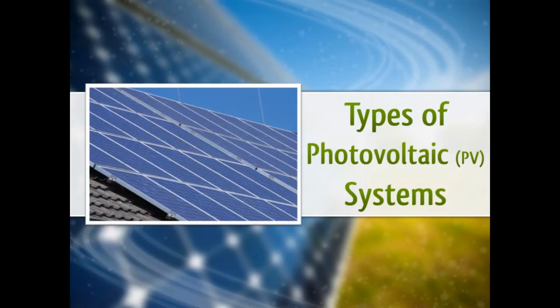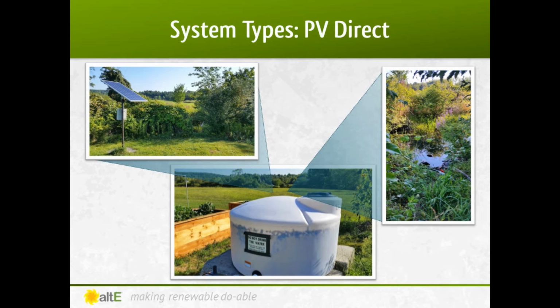Let's start with the different types of photovoltaic or PV systems. PV direct systems are the most basic type. The most common one is solar water pumping for remote irrigation, watering livestock, or pumping from a well or stream to a cistern. This picture is of a community garden in Massachusetts that was near a river. They were able to pump water out of the river into tanks to allow people to water their garden plot.